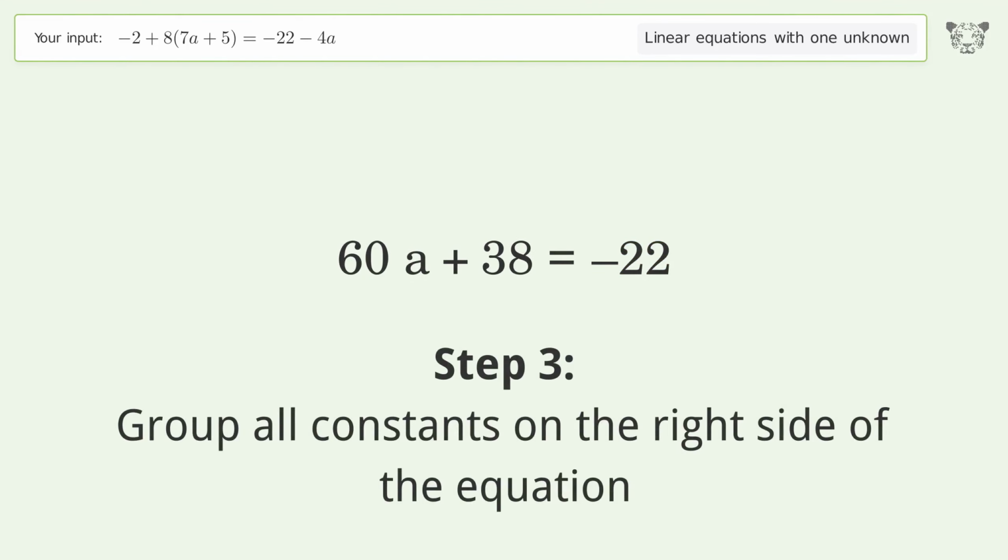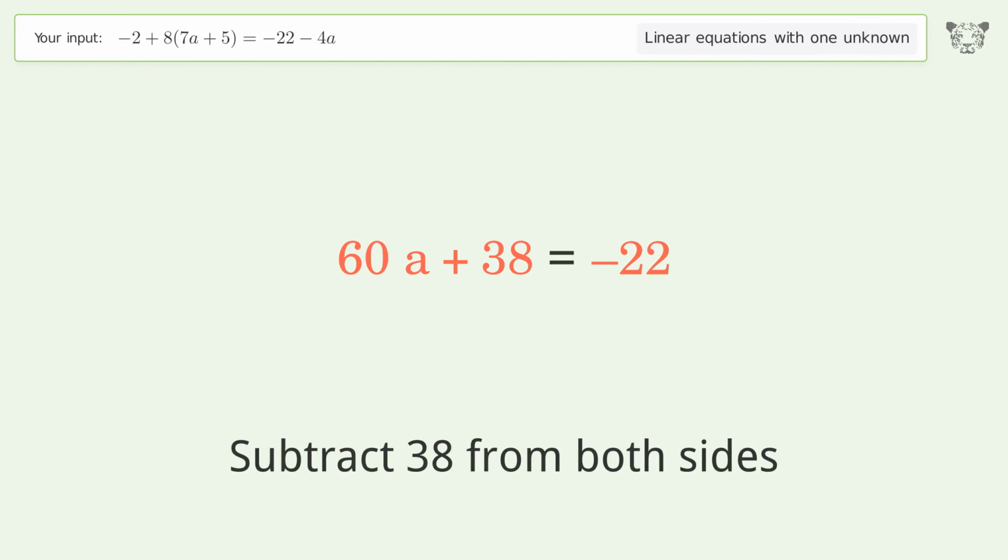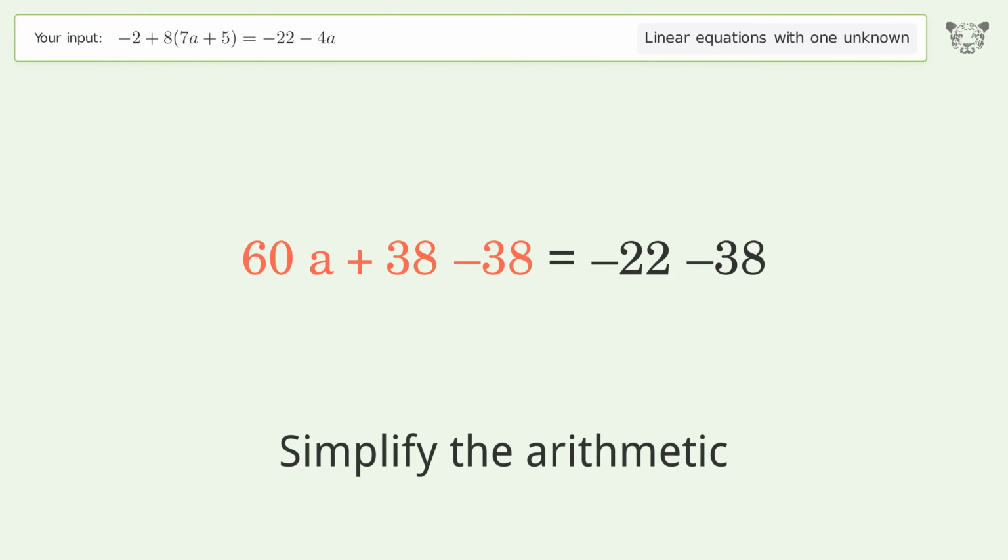Group all constants on the right side of the equation. Subtract 38 from both sides. Simplify the arithmetic.